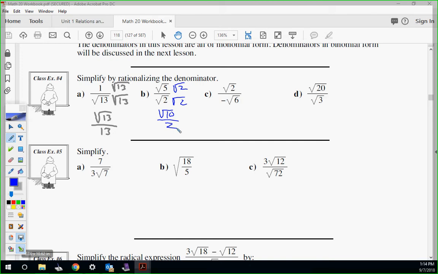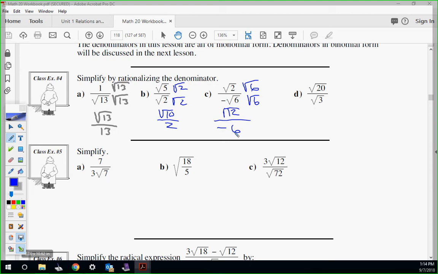Root 6 times root 6 would be negative 6, yes. The negative stays there. Good, Parker. Okay, root 6, root 6. So I get root 12, which we know can break down. We'll do that in a second, over negative 6. So he's right. See, the negative's still there. Root 6 and root 6 is the 6 with the negative.